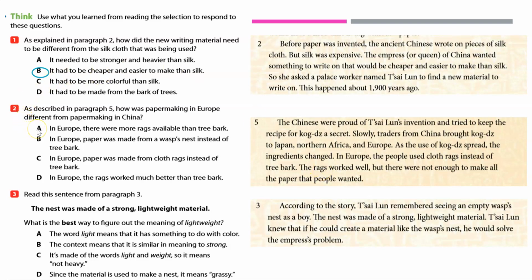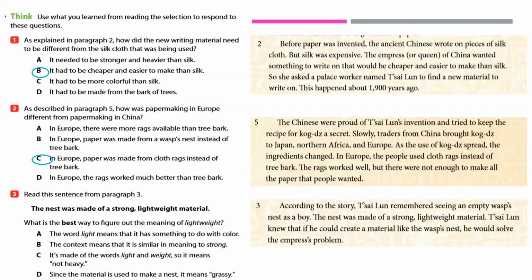So, is it A, in Europe there are more rags available than tree bark? B, in Europe paper was made from a wasp nest instead of tree bark? No, that was in China. C, paper was made from cloth rags instead of tree bark? Possibility. And D, in Europe the rags worked much better than tree bark. What do you think? Share your answer with somebody next to you. If you pick C, you were spot on.